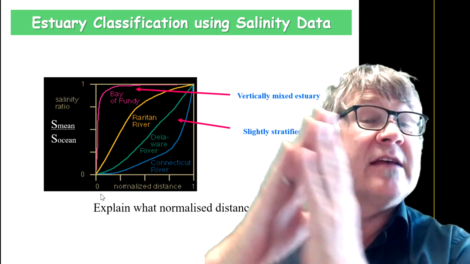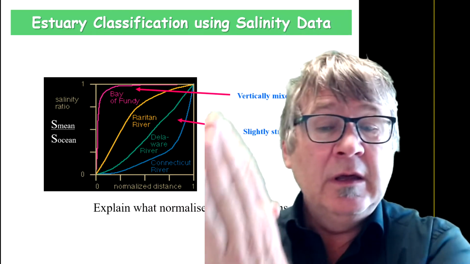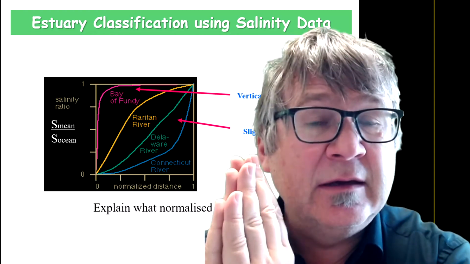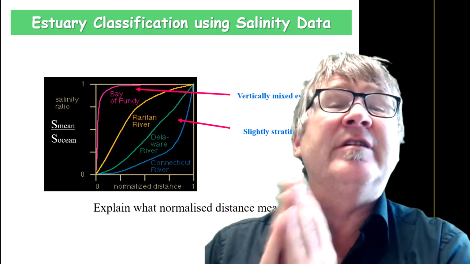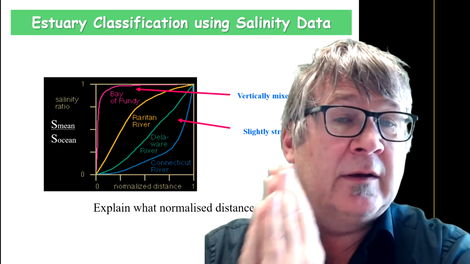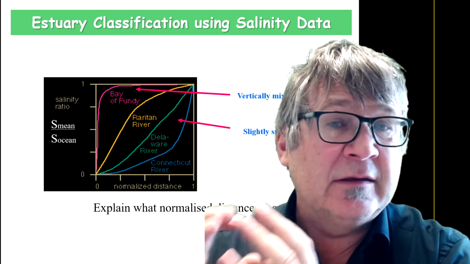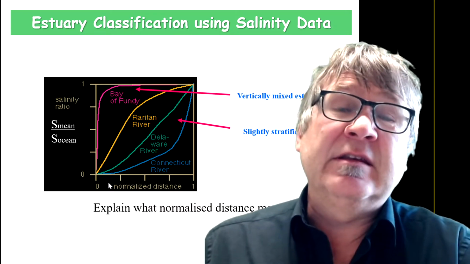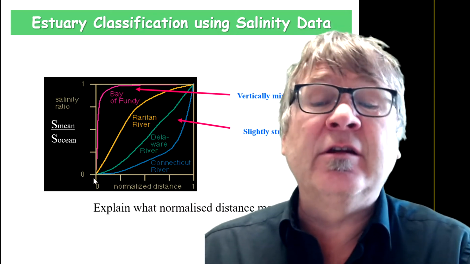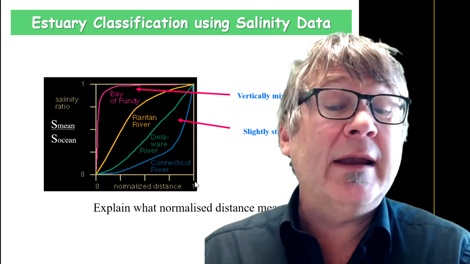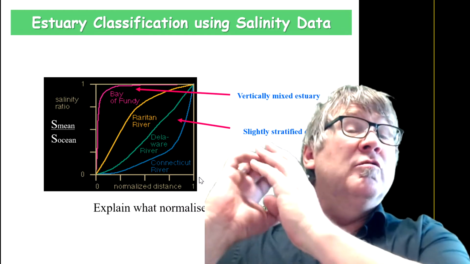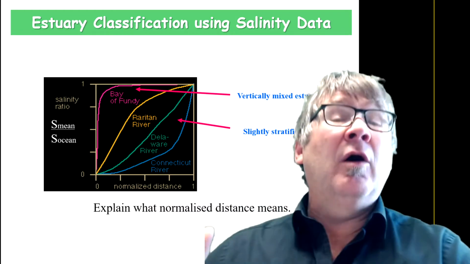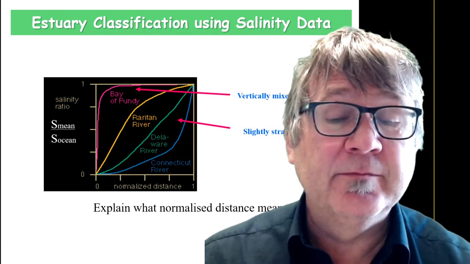Normalized distance starts at 0. And this is essentially where the salinity starts to increase from very low. Okay, so this is sort of the starting point of your estuary. This is the head of your estuary. And then on the other side, you have a 1. And 1 means you are in the ocean, the seawater environment.